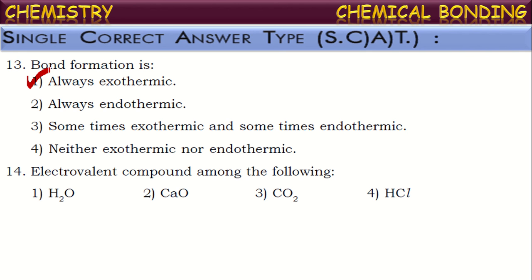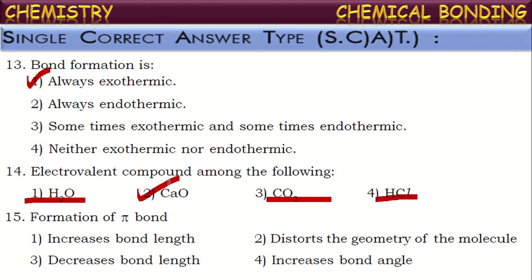Next, electrovalent compound among the following. What does it mean by electrovalent compound? Ionic compound. That is a compound formed by the transfer of electrons between the atoms. H2O is a covalent compound, carbon dioxide is a covalent compound, even HCl is also a covalent compound, because in these three, sharing of electrons is taking place. Only in case of calcium oxide, electron transfer occurs and thus results in the formation of an electrovalent compound. Okay, next.